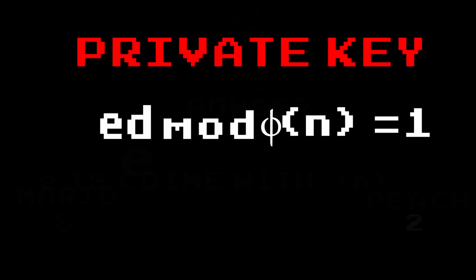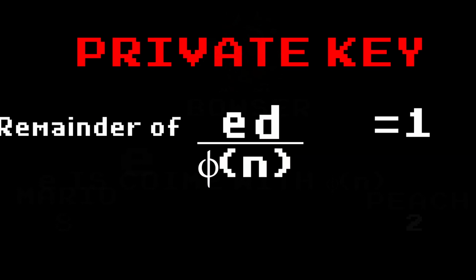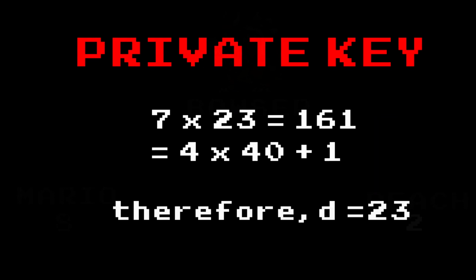Now Mario has to generate the key to unlock this message, which will be denoted as d. The numbers e, d, and phi of n obey the following identity. All of this just means that the remainder, when ed is divided by phi of n, is 1. Solving for d with some experimentation shows that 23 is the decryption index.